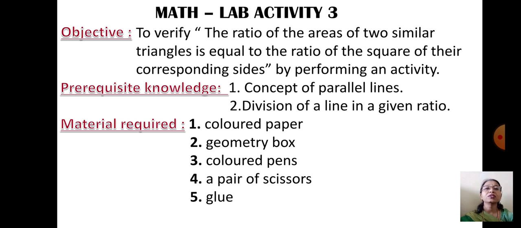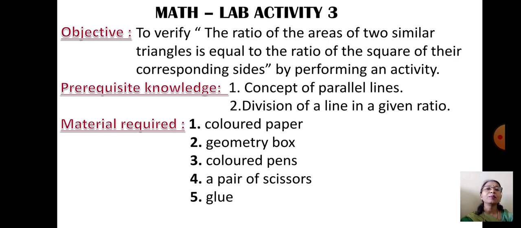Prerequisite knowledge means the previous knowledge, what knowledge you should have before doing this activity. So the first one is the concept of parallel lines. This you know, and how to draw parallel lines, that also you know. And second, division of a line in a given ratio. In 9th standard, we have learned how to divide a line segment into a given number of equal parts, that also you know. So this is your prerequisite knowledge, meaning previous knowledge.